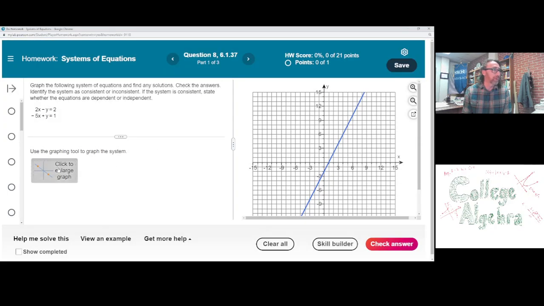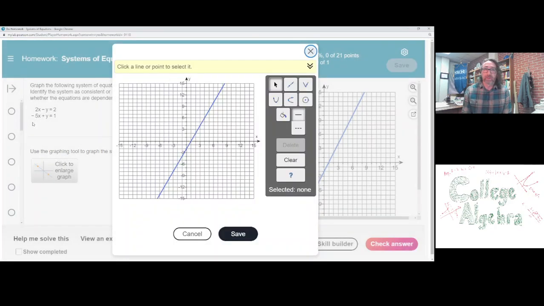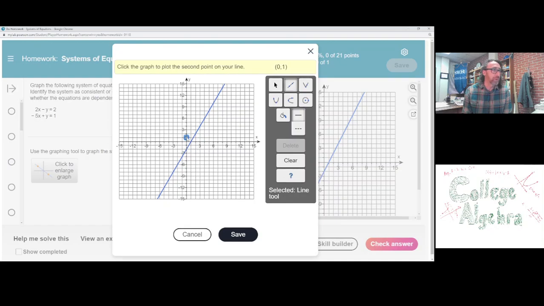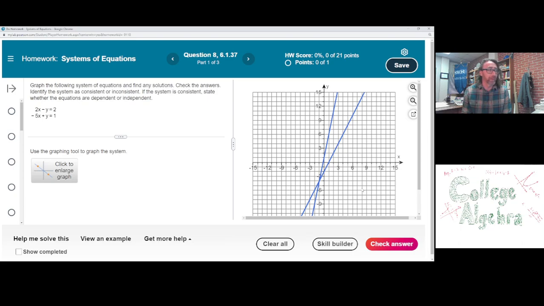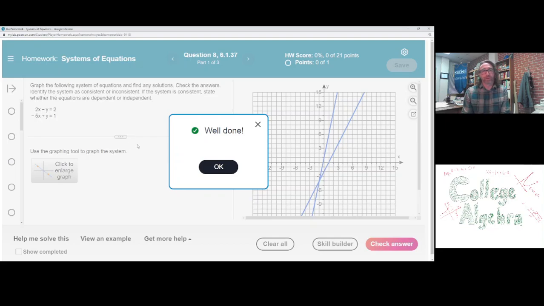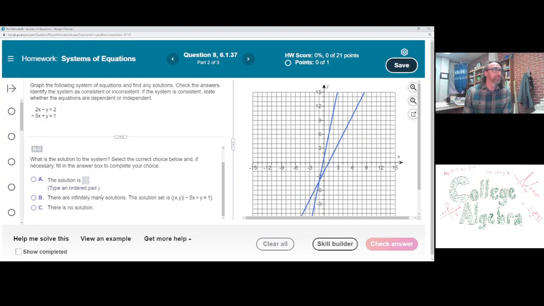Oh, wait, I want to put the other one in there too. The second equation, of course, is down here. y equals 5x plus 1. So the y-intercept is 1. Give me the line tool. The y-intercept is 1, and the slope is 5. Over 1, up 1, 2, 3, 4, 5. All right, so we've got our two equations there. So we'll check answer. Okay, so this is telling me I've got the graphs correct.